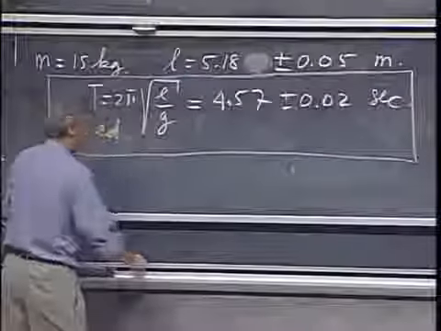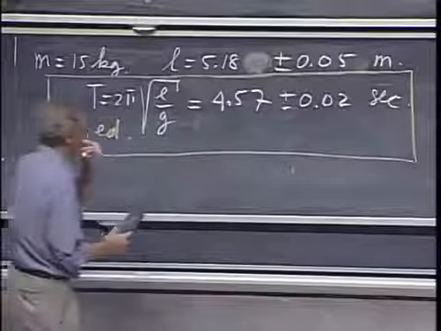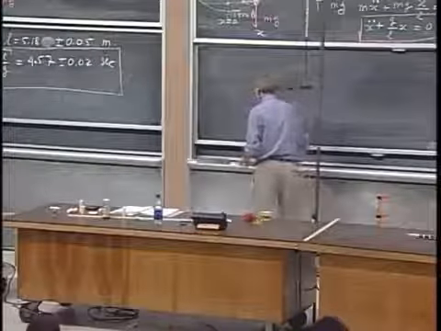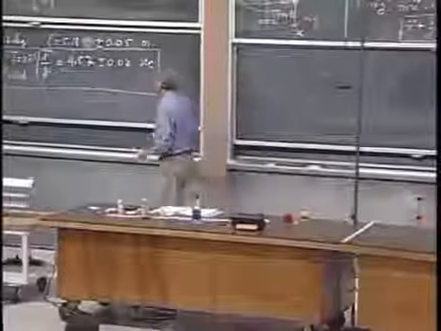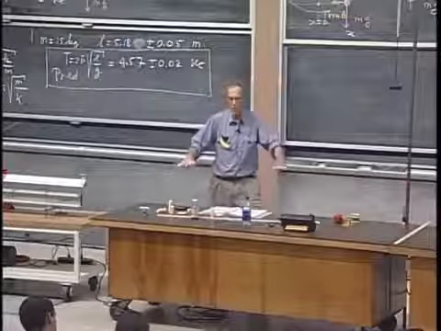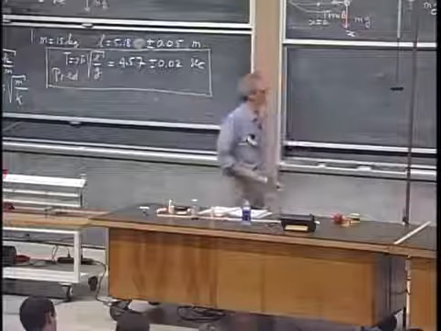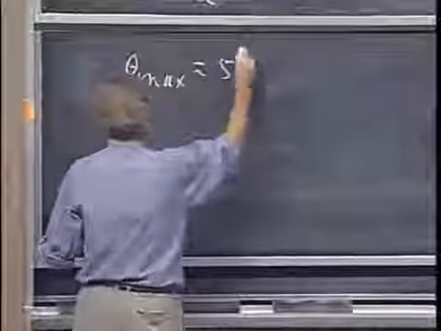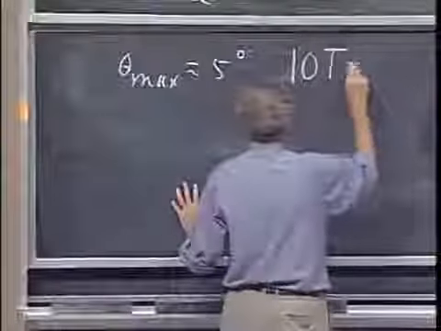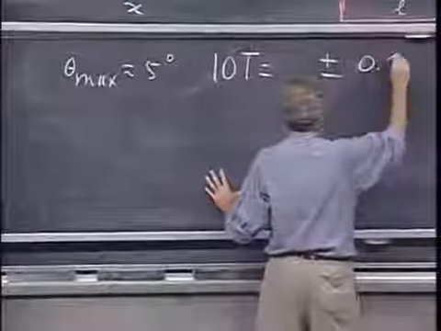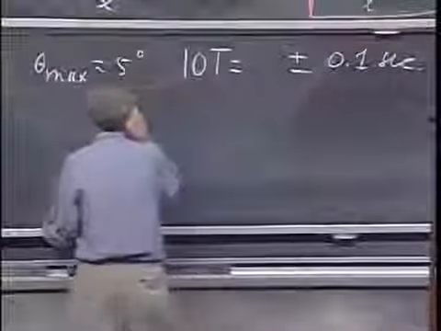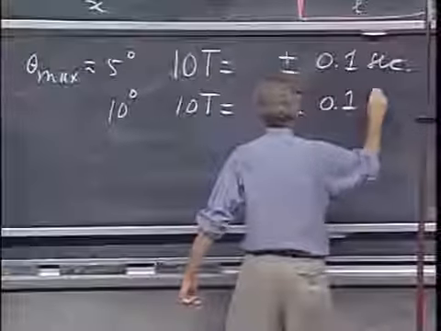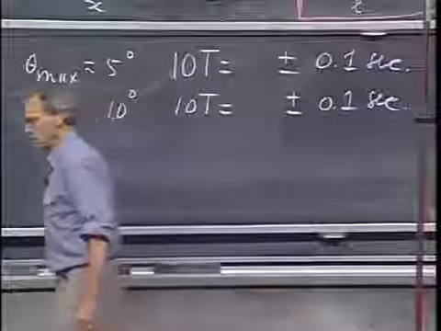And now I'm going to oscillate it for you, from 2 different angles: at a 5-degree angle, and at a 10-degree angle. In order to get my relative error down, I will oscillate 10 times. So at theta maximum of roughly 5 degrees, I get 10T equals something plus or minus my reaction time, which is 0.1 of a second. And then I will do it from 10 degrees, again 10T, and again my reaction time is not much better than 0.1 second. So let's do that first.